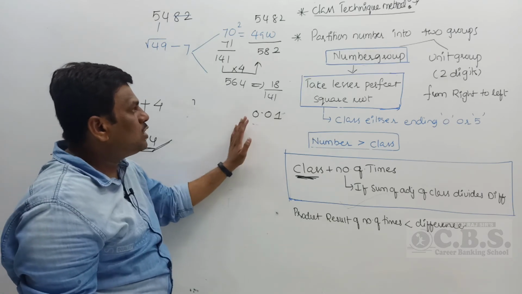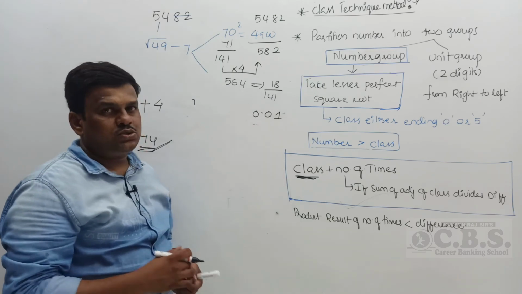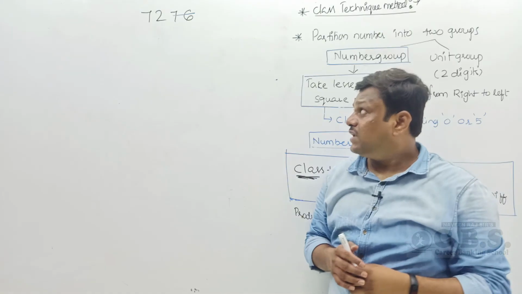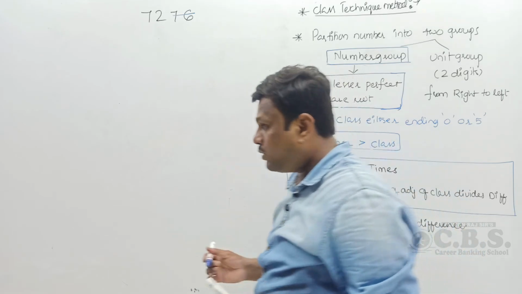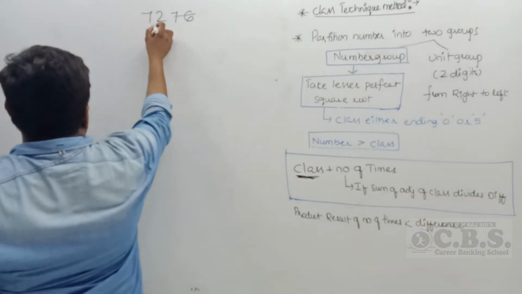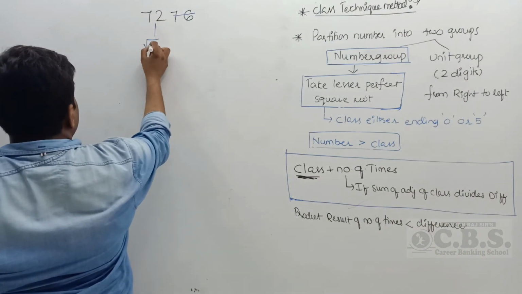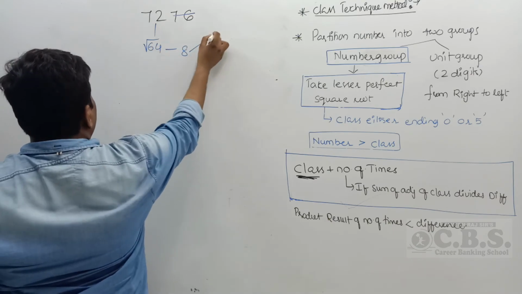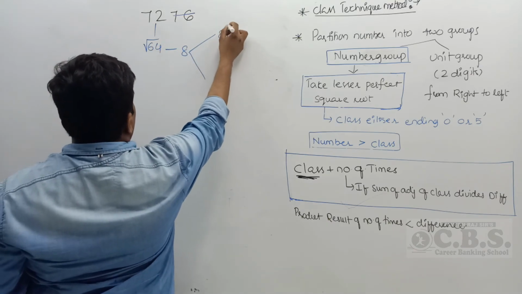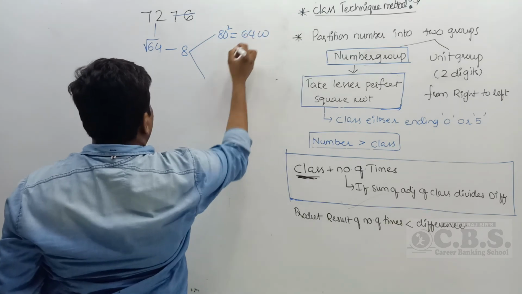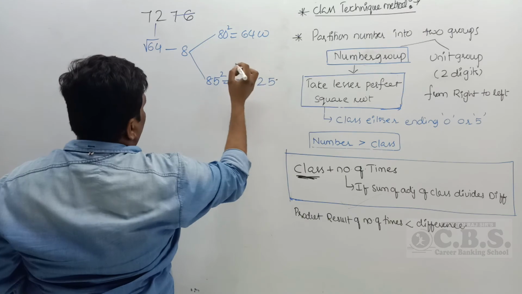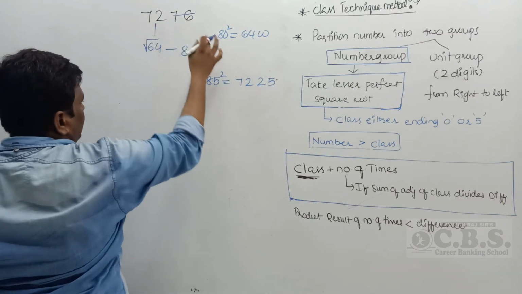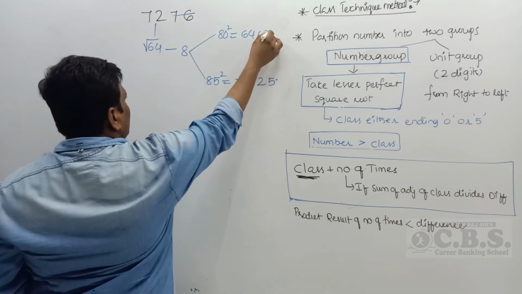Okay, so the same concept we're going to apply to some more examples to understand the concept better. Next example, 7276. No need to take 76, only 72 you consider. The lesser perfect square near 72 is 64. 64 is 8. The starting class is 80. 80 square is 6400, and 85 square is 7225.